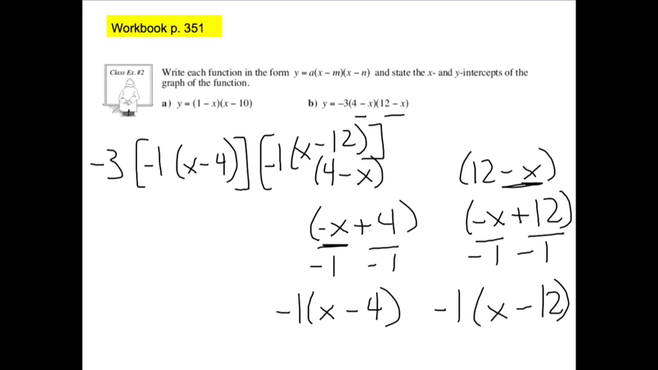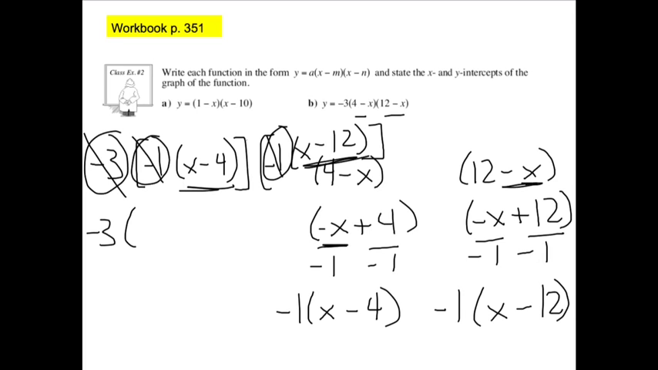Sorry about the messy writing here. These three numbers, multiply those together, see what you get. That's going to be -3 times -1 times -1, which is going to be a -3. So that cancels everything out. We've fixed that. All we're left with now is the two brackets. So that's x minus 4, x minus 12.